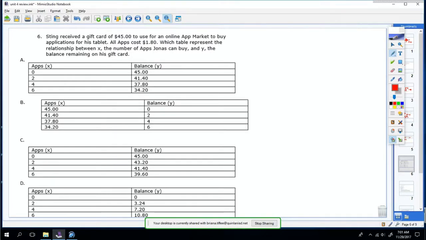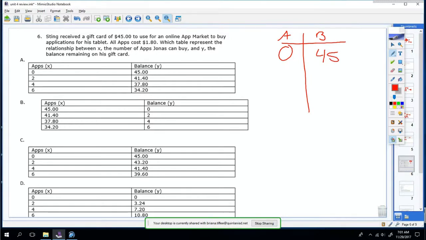Okay. Jonas received a gift card of $45 to use for an online app market to buy applications for his tablet. All apps cost $1.80. Which table represents the relationship between X, the number of apps Jonas can buy, and Y, the balance remaining? Okay, so when he has bought 0 apps, he should have $45. So that should be my first thing. So this one says 0, 45.